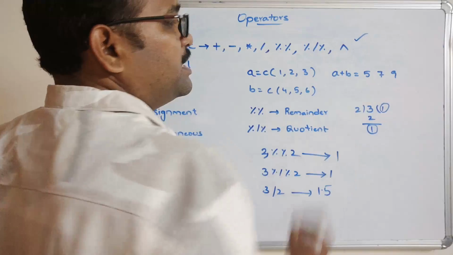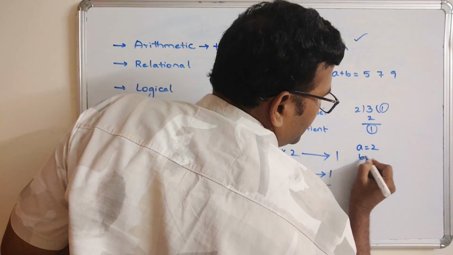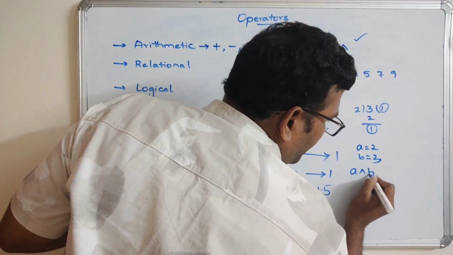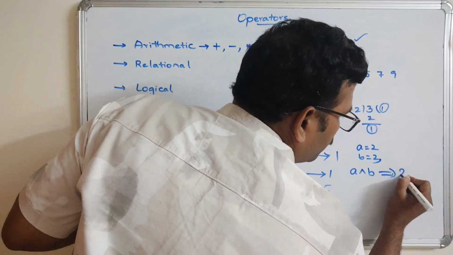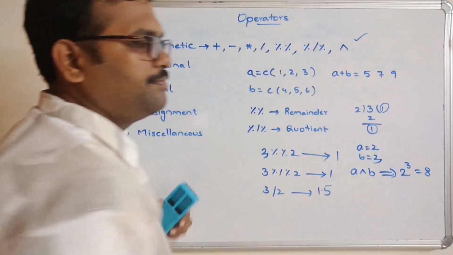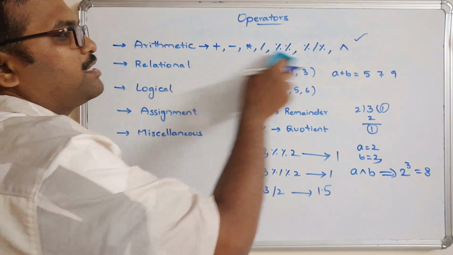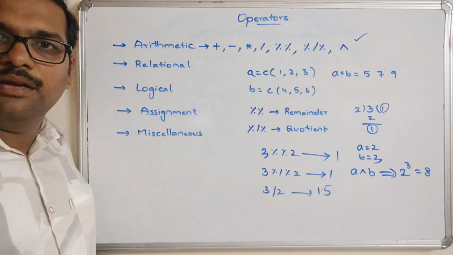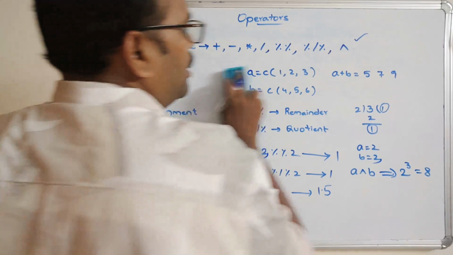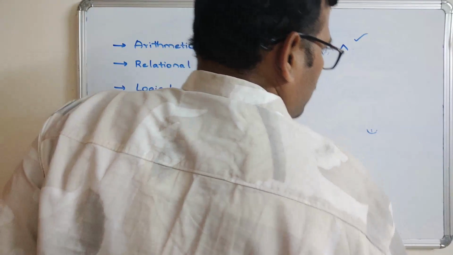And exponent is nothing but a power. For example, a is equal to 2 and b is equal to 3, and a cap b gives 2 power 3, right? Which gives 8 as a result. So this is the exponent, and all these operators come under arithmetic operators. We call them arithmetic operators, and we'll see the implementation part in the R Studio system, right?